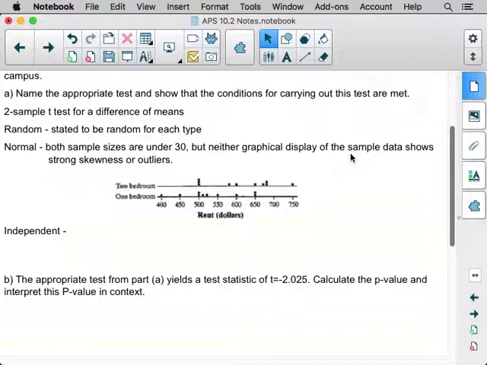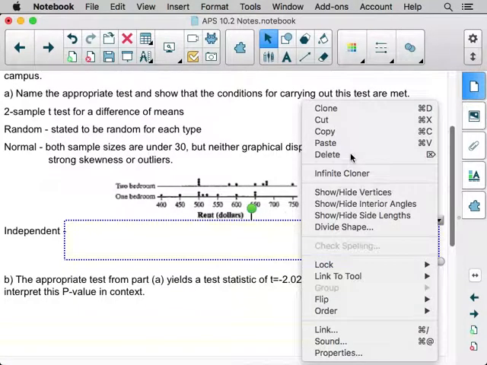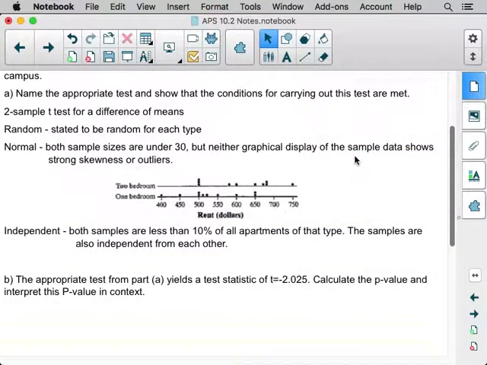And then we were sampling. What do we discuss in terms of sampling? Both samples are less than 10% of all advertisements of that type. The samples are also independent from each other. That means all the hard work can't be worth it.